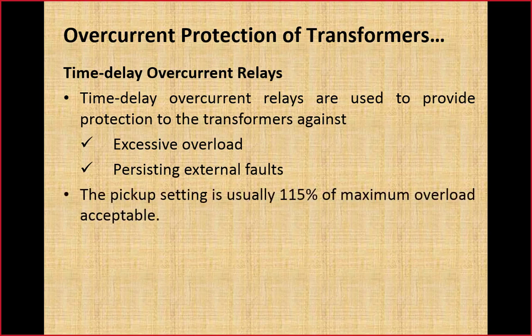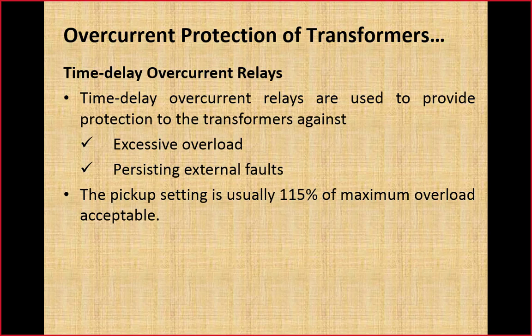So these are the two reasons against which we need overload protection. Now the criteria for the setting of the time delay overcurrent relay is that the pickup setting is usually 115% of maximum overload acceptable. If a transformer can be overloaded for short duration, maybe up to 20% or 30%, that should be included in the calculation of maximum possible overload current for the setting of the relay. Then the relay will be set after adding a margin of 15% above that maximum possible overload current, and proper time delay is introduced.